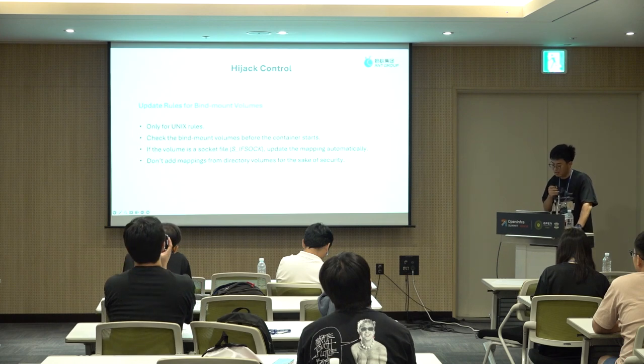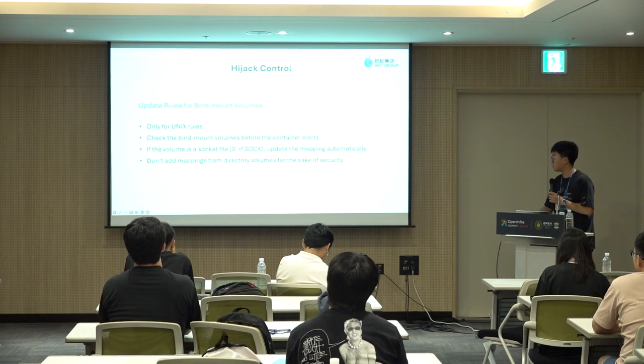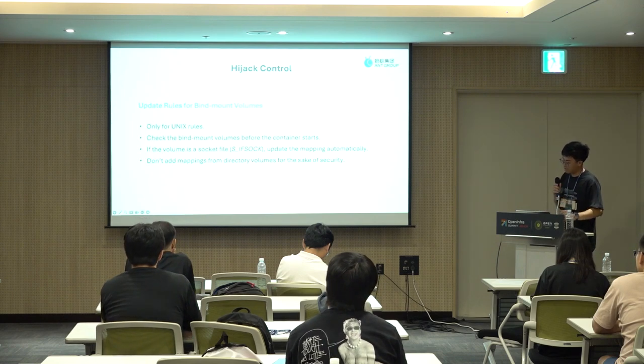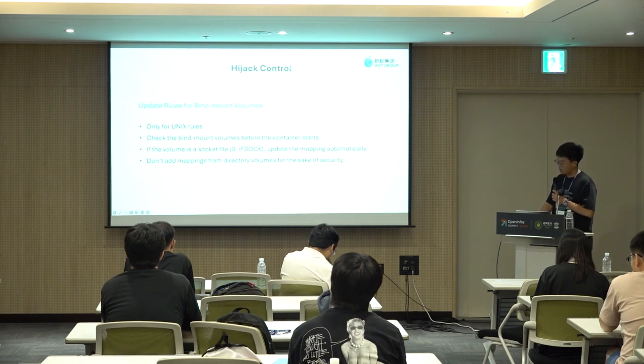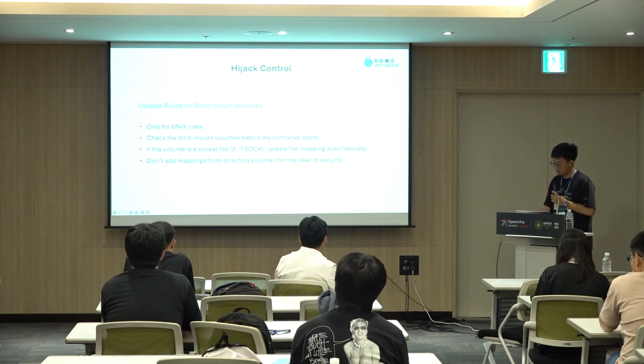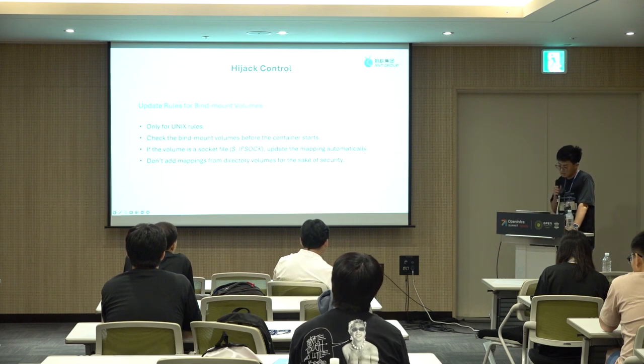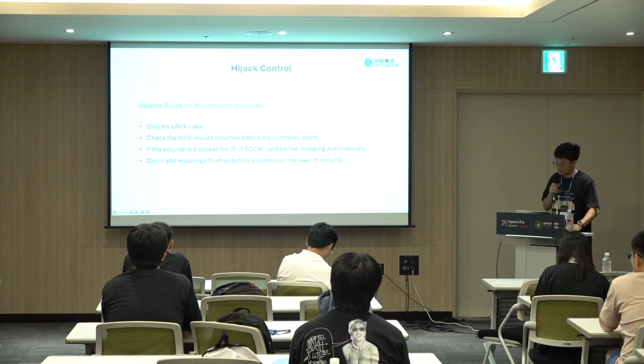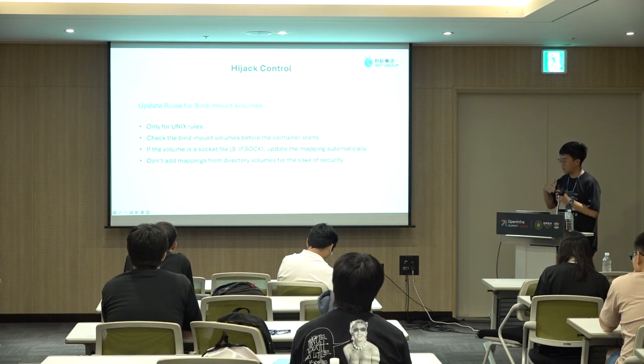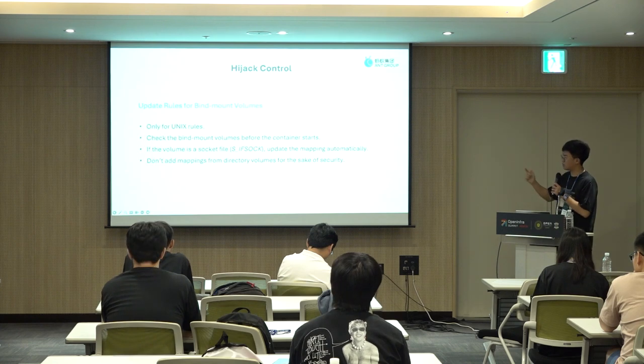The rules for UDS are updated automatically when the socket files are bind mounted to the containers as volumes. Before container starting, Kata checks the volume from the OCI spec. If the volume is a socket file, a new rule is inserted automatically. This mechanism doesn't work for directories for the sake of security, because the directory might contain some sockets which we don't intend the guest to connect to.